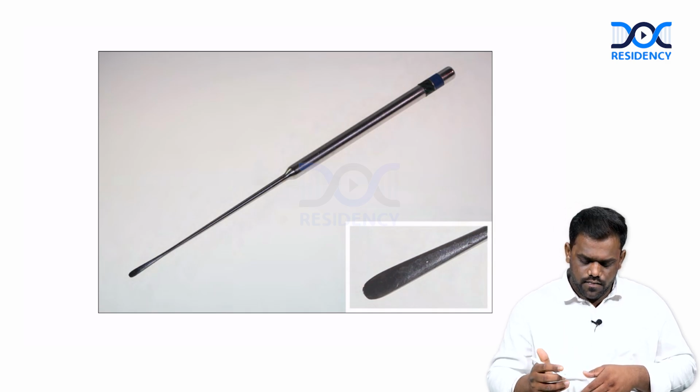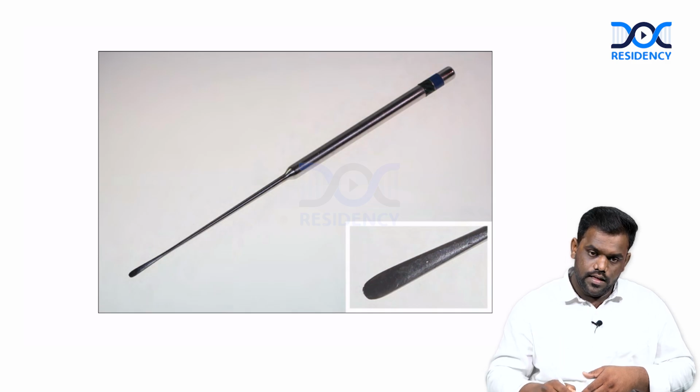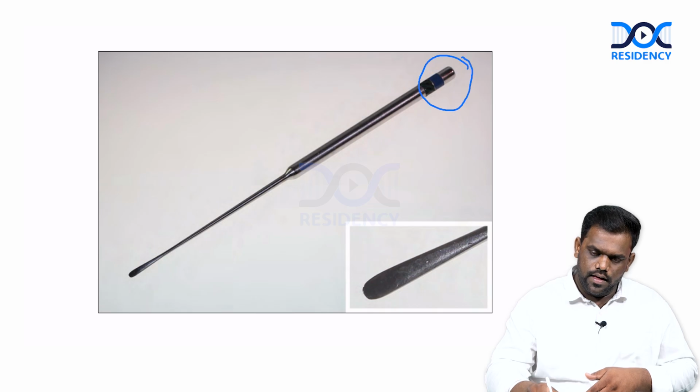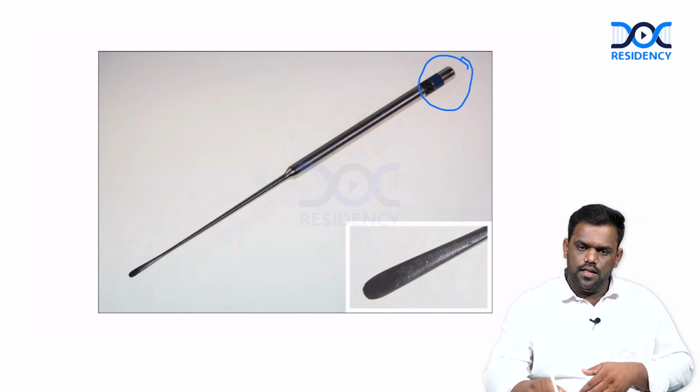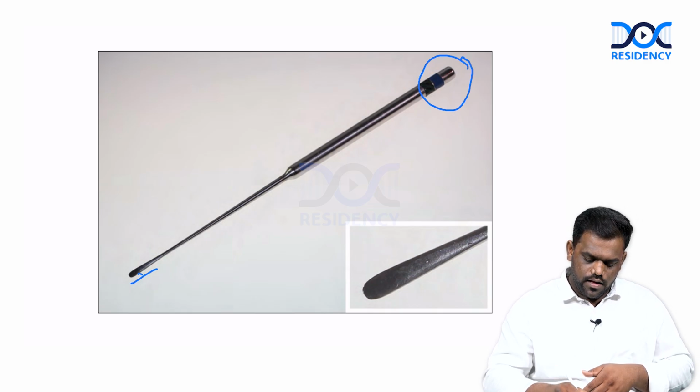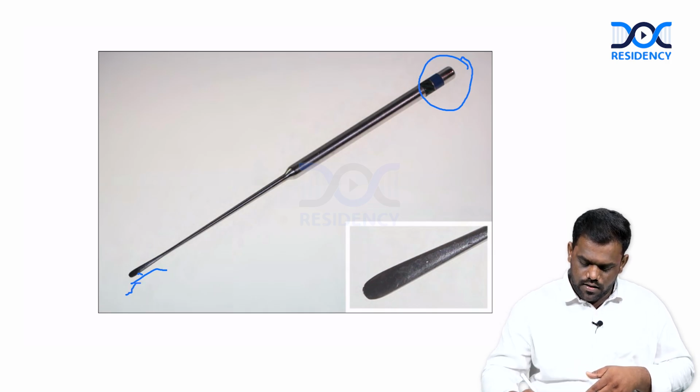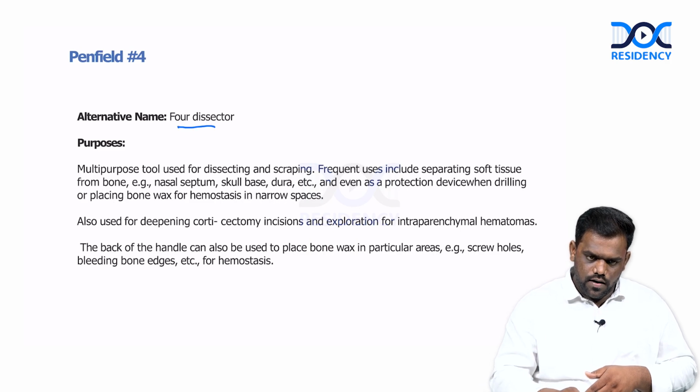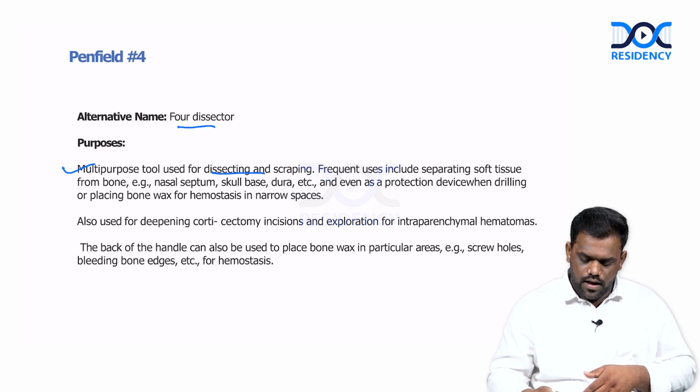This is another variant of the Penfield where you see it has another end, which is very different. It has a blunt end which is more curved. You can notice here it's more curved. It's called the Penfield 4 dissector. It has the same uses as the other Penfields. It is also used for dissecting and scraping, and frequently for separating soft tissue from the bone.